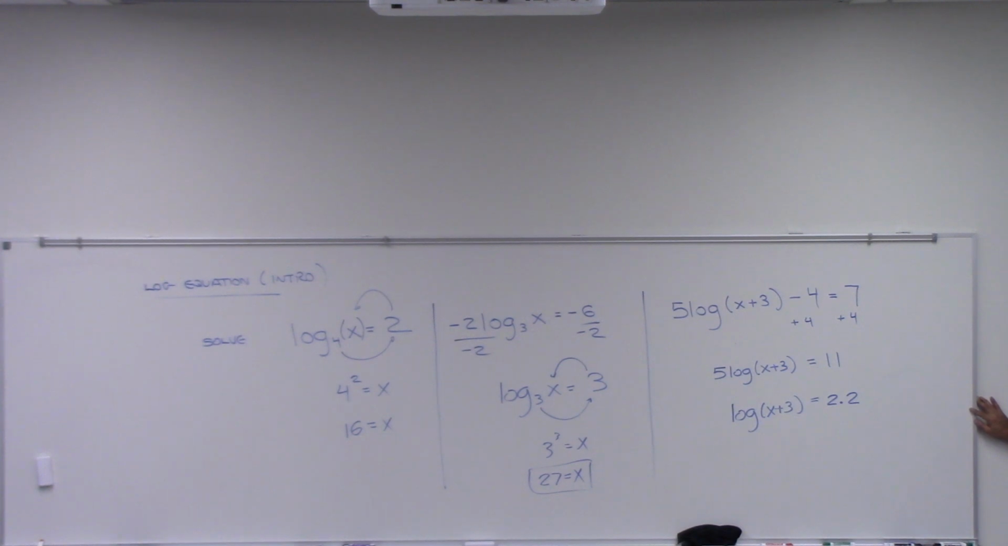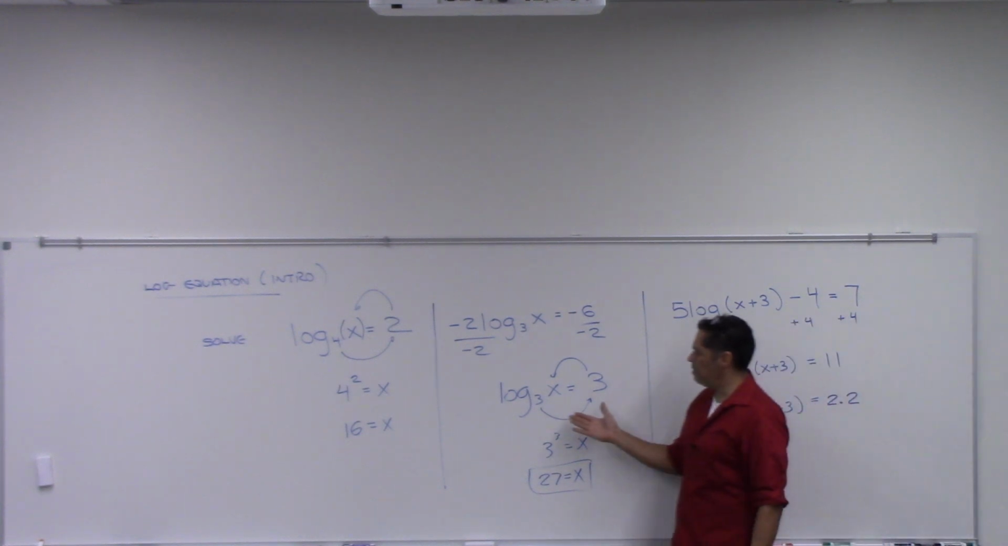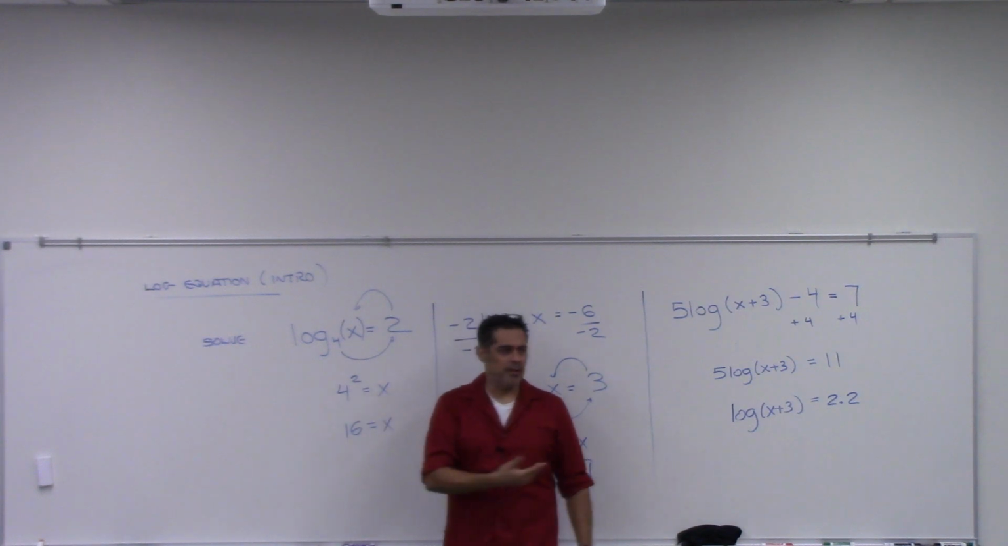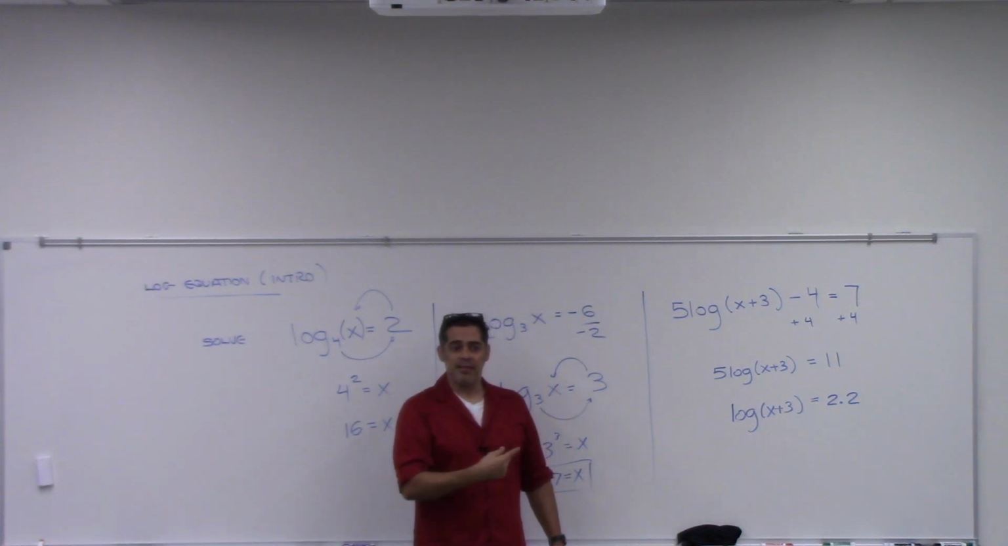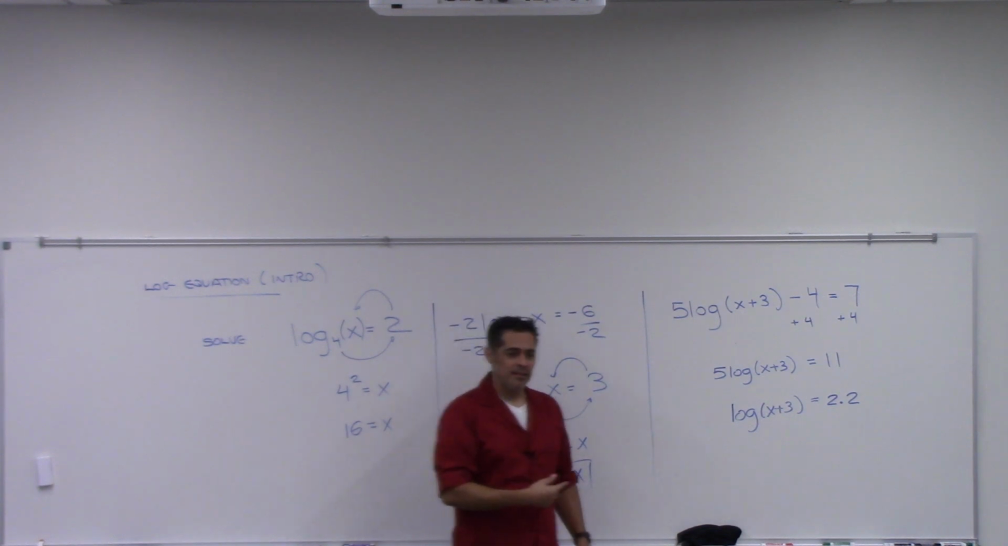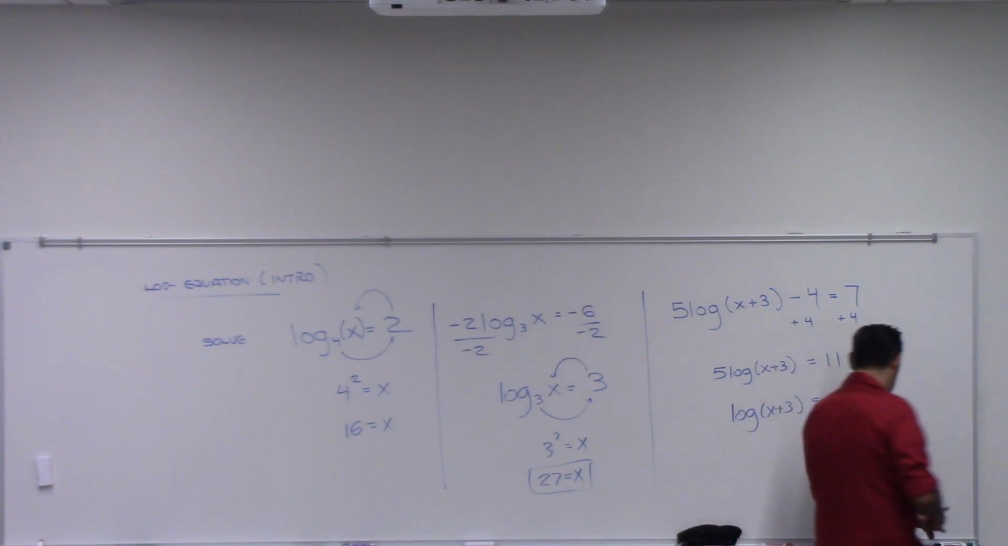Now what? What do we do here? Once we got the log by itself, what do we do? Loop, right? What do we do here when the log was by itself? Loop. But loop with what? What's the base of that log? 10. See, I got you, didn't I?